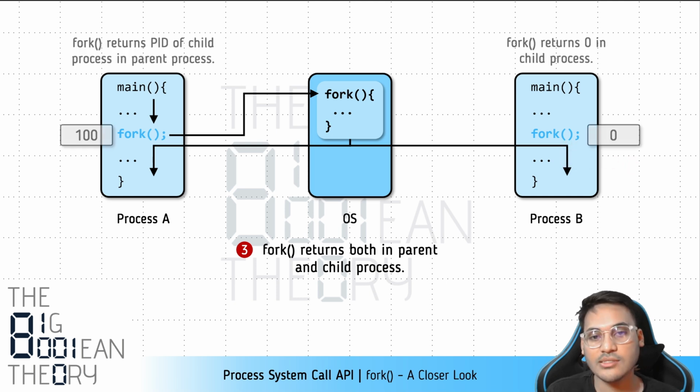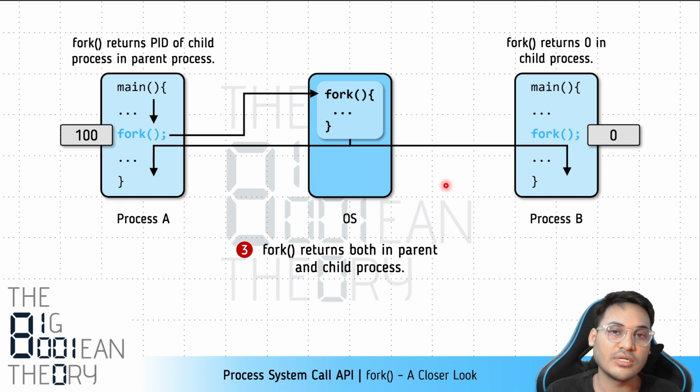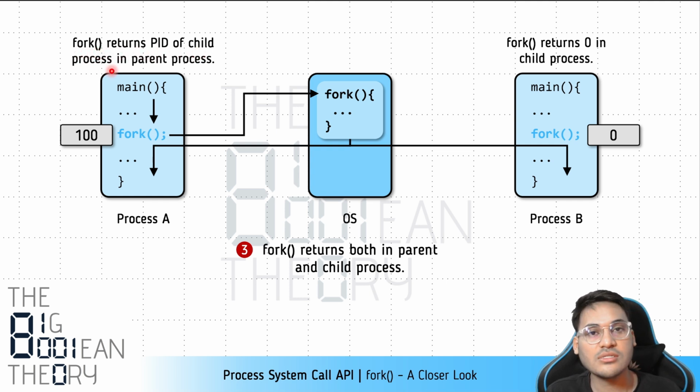And another thing is about the return values. We have not talked about this in the previous video, what is the value that fork returns. It does not return the same value in both the parent and the child. So this is where the parent and child process start to differ, right? As you can see, within the parent process, the fork returns the process ID or the PID of the child process that was just created.